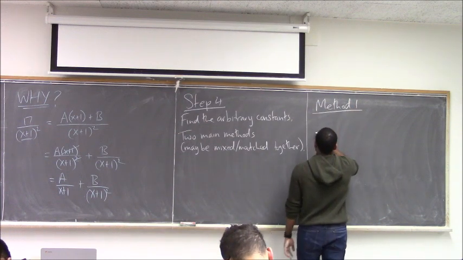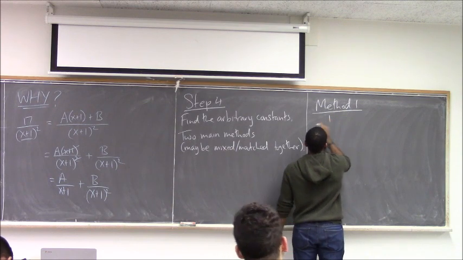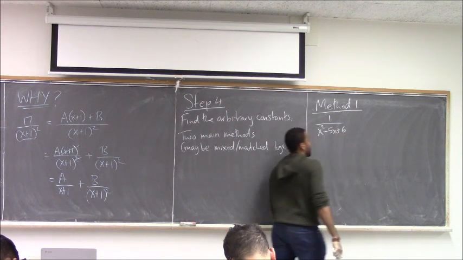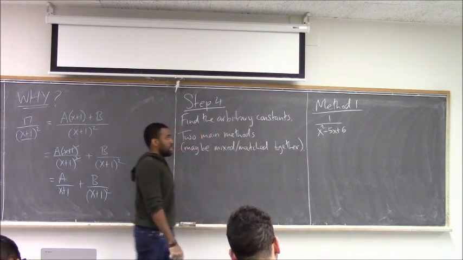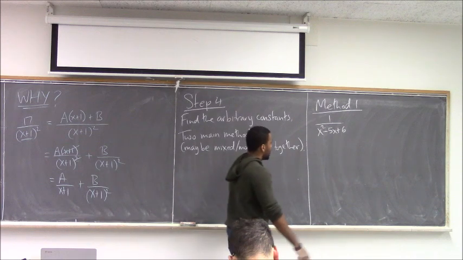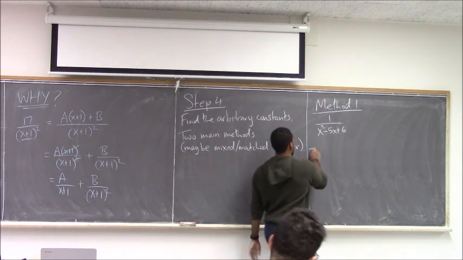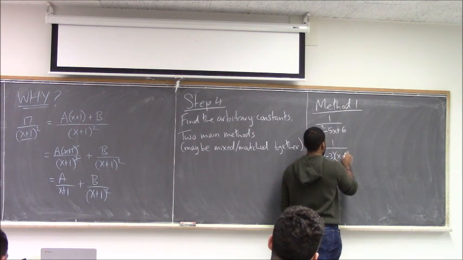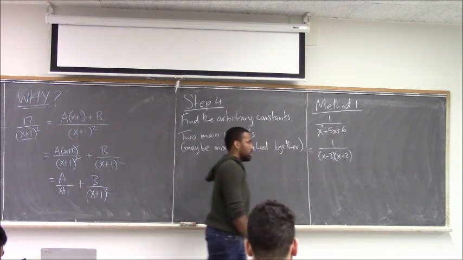Okay, so method 1. Let's start by looking at the example that started this whole discussion. Let's look at something like that. Right? I broke that down into 2 fractions. How did I figure out what those fractions had to be? Well, that is a proper rational function. My next step would be to factor the denominator. This factors into that. Okay.